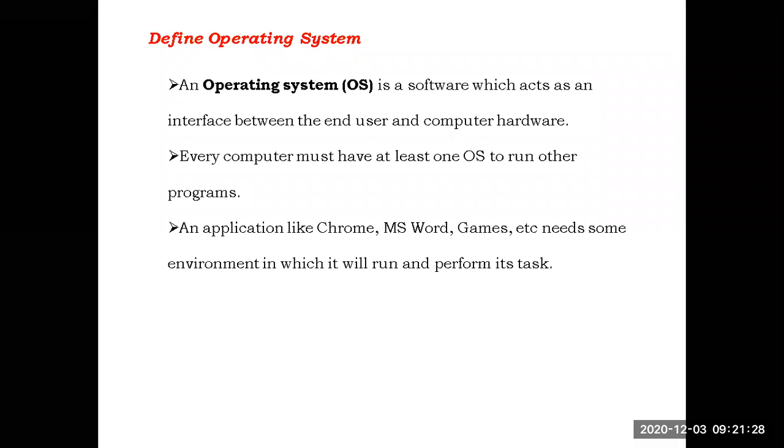See, an application like Google Chrome, MS Word, games, etc. needs some environment in which it will run and perform its tasks.